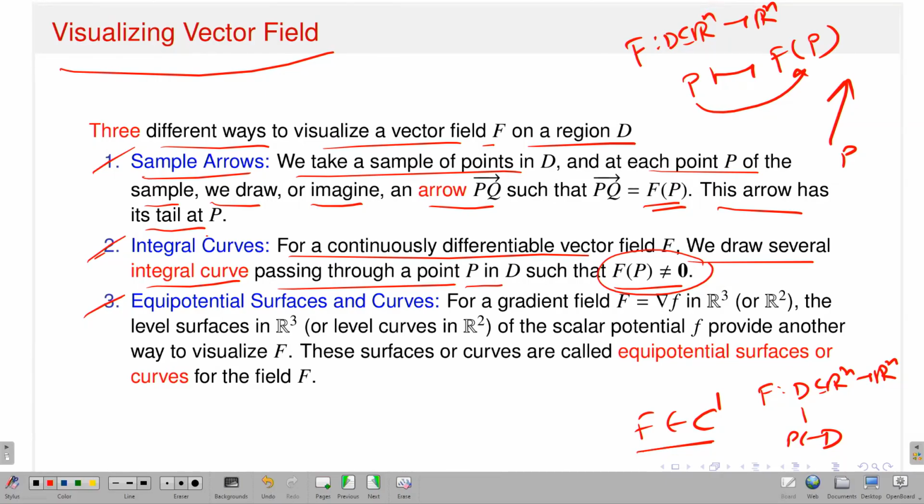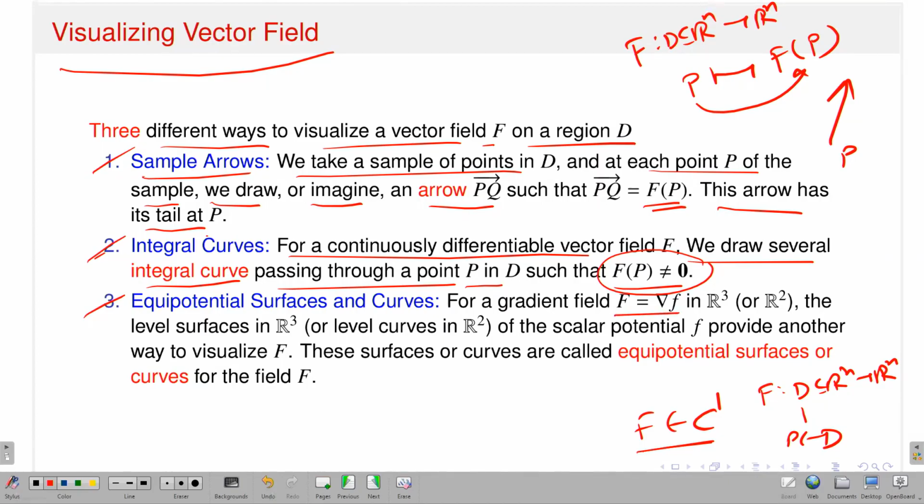In that way, instead of giving the arrows at each point, at each point I will draw integral curves, and with the integral curves I can say that this is the vector field I want to talk about. And the third one is what is called equipotential surfaces and curves. And what is that? It says that for a gradient field, what?